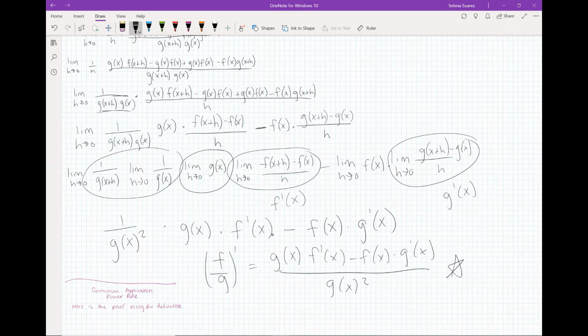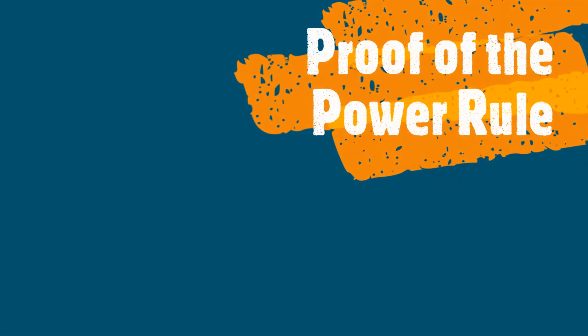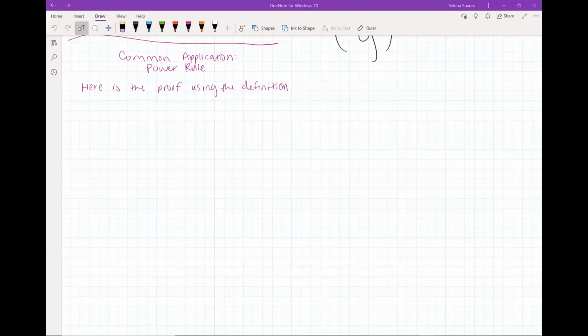So we use this a lot to shorten up taking the derivative. Instead of using the definition every time you have a giant fraction, you use this shortcut. Makes your life a lot simpler. Okay, so another common application is the power rule, and I will be proving that one using the definition of a derivative. So this is what I plan on showing.